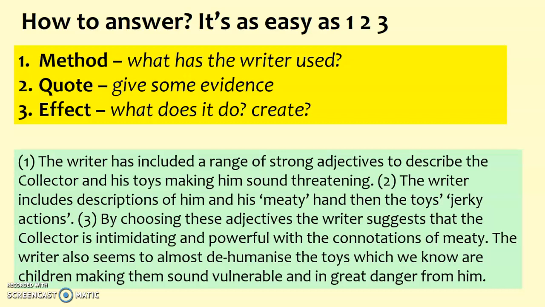And that's what I've got. By choosing these adjectives, the writer suggests that the collector is intimidating and powerful with the connotations of meaty. So I'm linking one of the words from the quote there and exploring the effect it has. Notice I've also labelled it as an adjective there. And then the second sentence afterwards, the writer also seems to almost dehumanise the toys, which we know are children, making them sound vulnerable and in great danger from him. So what I'm doing there again is unpicking a little bit further, and the key word for me is also. You've had your first idea in that first sentence about the meaty making him sound intimidating. What else can you say?